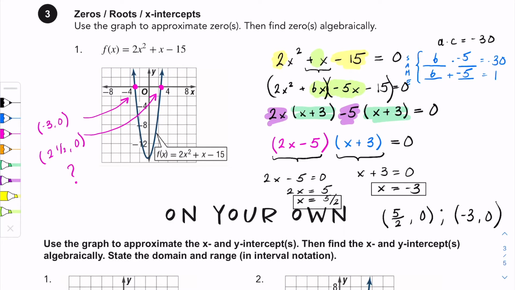So those also match up with our approximation from the graph. 5 over 2 is the same thing as 2.5. And -3, 0 was our other guess. We calculated both of those. So our answers correspond with our approximation off the graph, which is good.